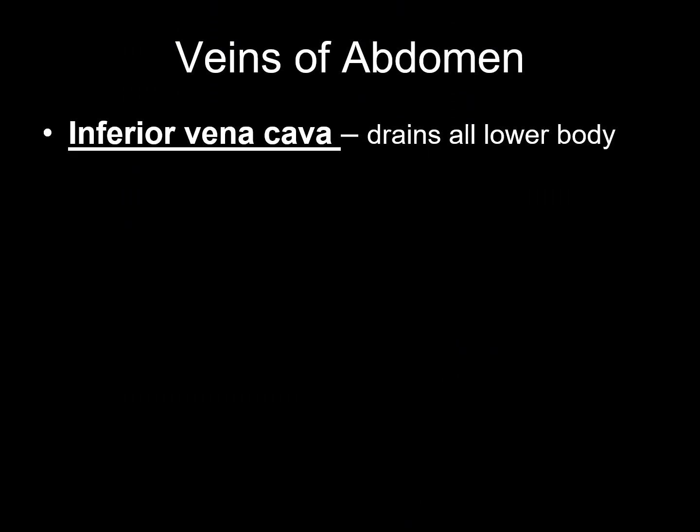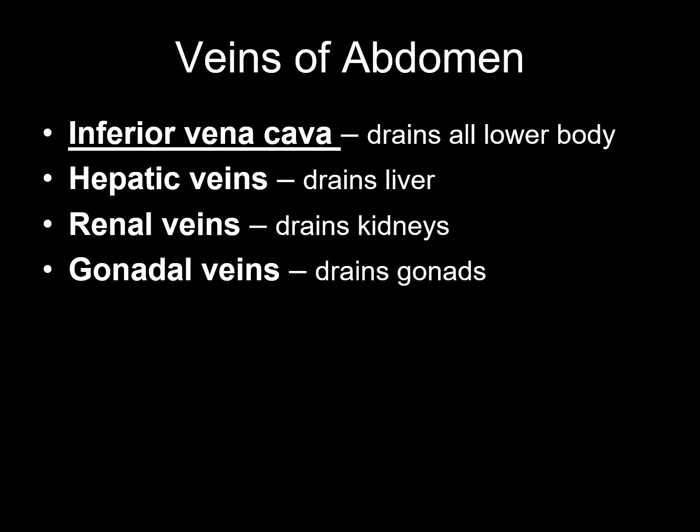So we've talked about the arteries of the abdomen. Now let's talk about the veins of the abdomen. The inferior vena cava is really the thing that is going to drain the entire lower body. All these veins are going to merge and come back into the inferior vena cava to go back to the heart. We have the hepatic veins, which drain the liver. We have renal veins that drain the kidneys, and the gonadal veins.